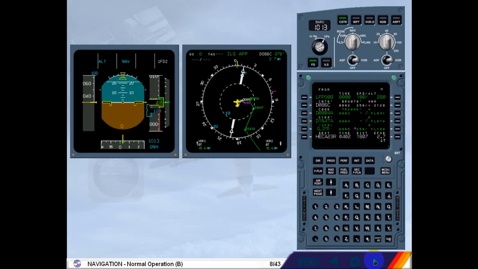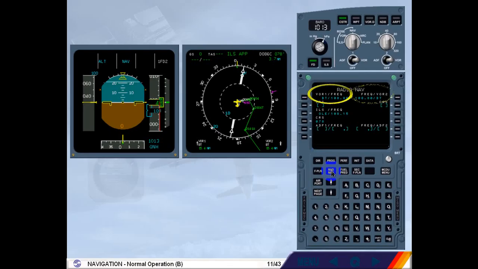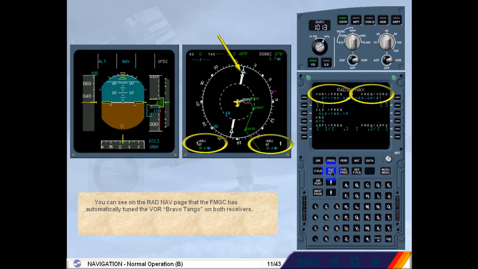To see the nav aids automatically tuned by the FMGC, we have to call the radio navigation page. You can see on the radio navigation page that the FMGC has automatically tuned the VOR Bravo Tango on both receivers. Select VOR D key.